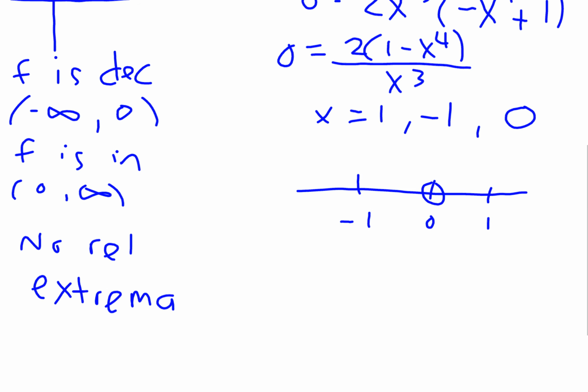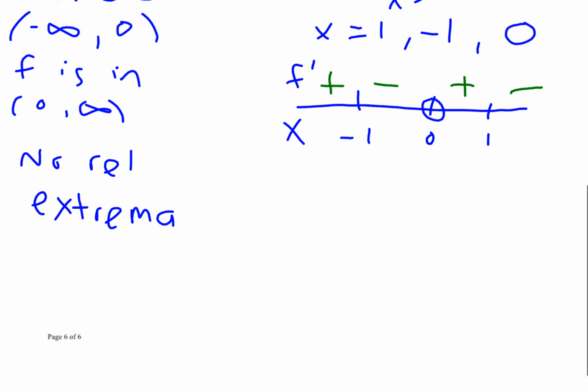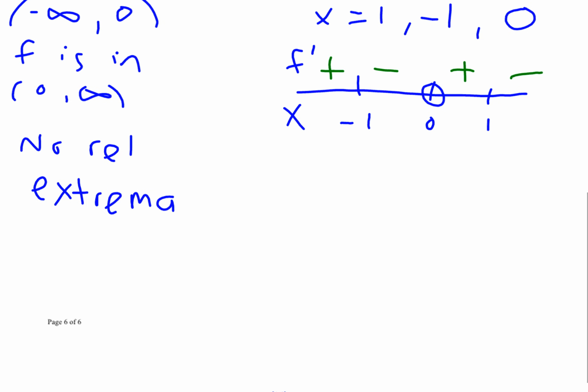I like to put a hole there just to remind myself that that's not going to be a relative extreme value. f prime, if we test these signs, it ends up being positive, negative, positive, negative. So it does change signs. F prime does change signs at 0, but it's not an extreme value. Remember, because it wasn't part of the domain. All right, so now we just need to answer the question.